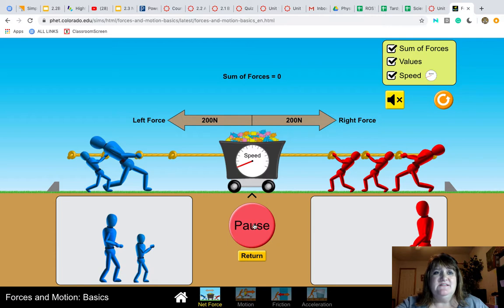Nothing happens. Because remember, the net force is 0. Since the net force is 0, it's either not moving or it's going to move at a constant speed. Okay?